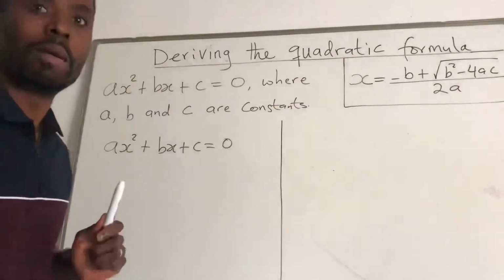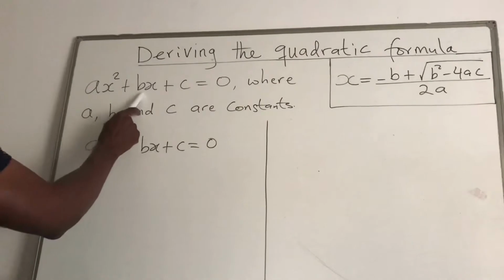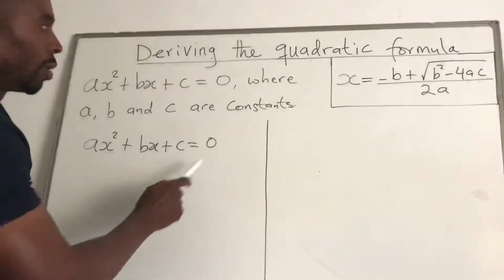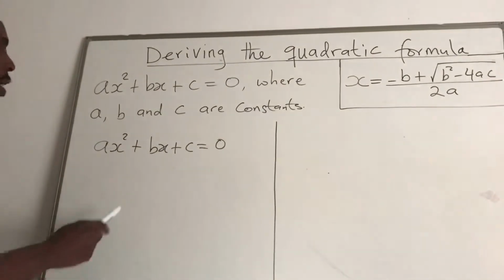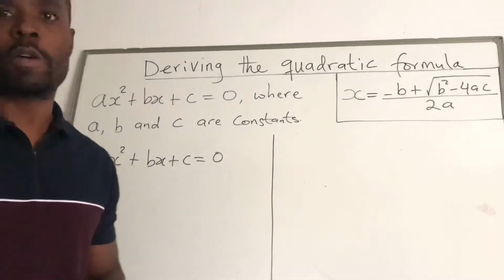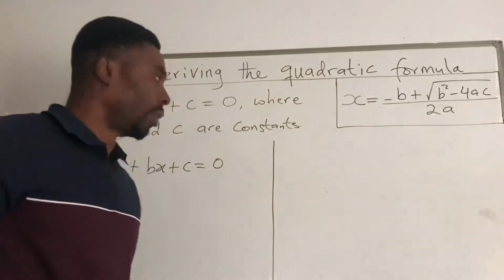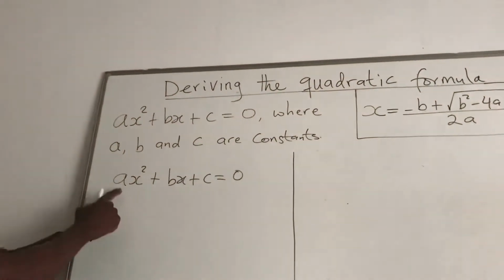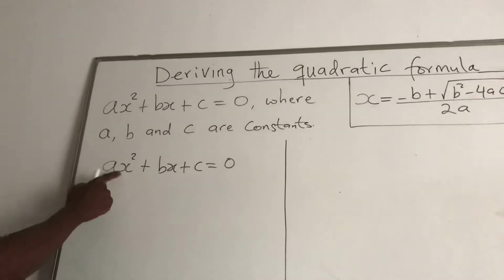The general quadratic equation is written in the form ax squared plus bx plus c equals 0, where a, b, and c are constants. So we are going to use the method of completing the square to derive the quadratic formula. We divide through the equation by a, which is the coefficient of x squared.